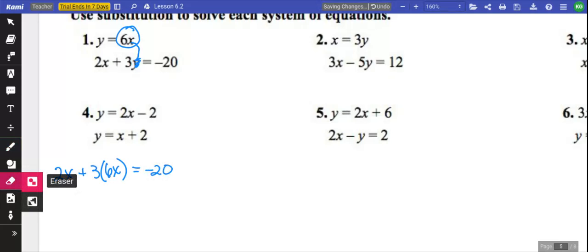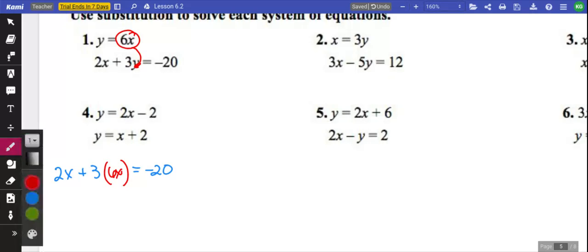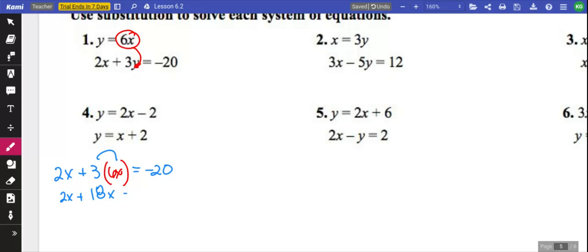And I just remembered that I like to do this usually with different colors so you can kind of see what's going on. Let me do that real quick. There. So you can see there that I substituted in that 6x in the y spot because that is what y is equal to. Now I've done it correctly because I'm down to one variable in my equations. So now this becomes 2x plus 18x equals negative 20. Combine like terms. So 20x equals negative 20.